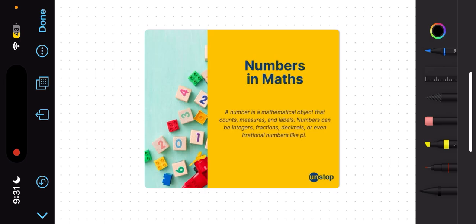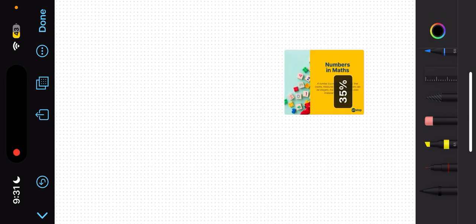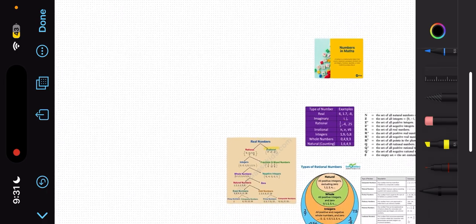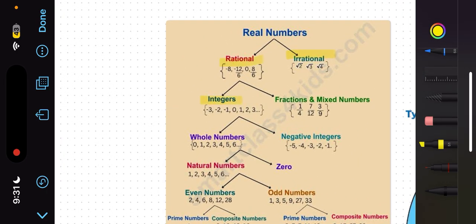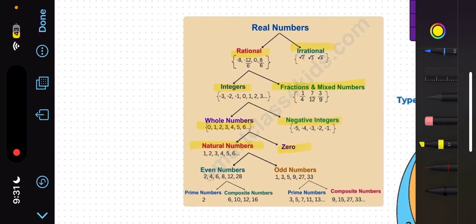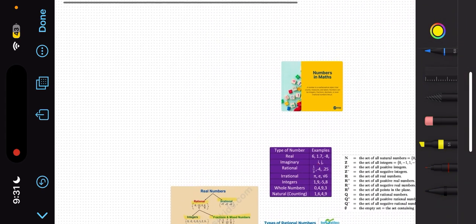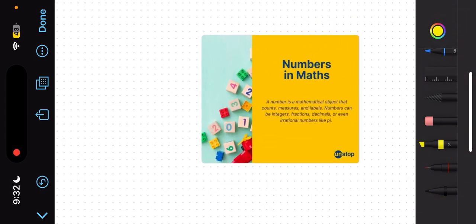And don't think that numbers is easy, as we have a lot of types of numbers like rational number, irrational number, integers, fractions and mixed numbers, whole numbers, negative integers, natural number, zero, even numbers, odd numbers, prime numbers, composite numbers, and a lot more. But don't take tension, we will be covering all of these types in this video, so make sure that you are active in this video.